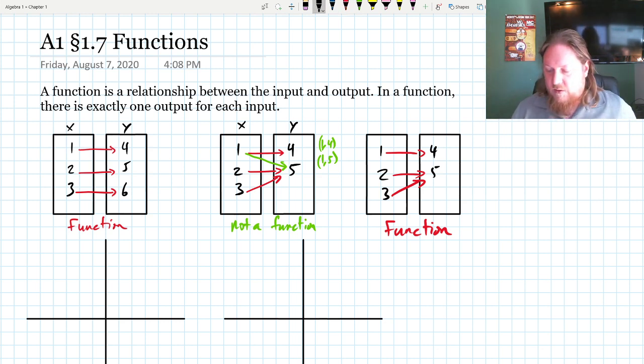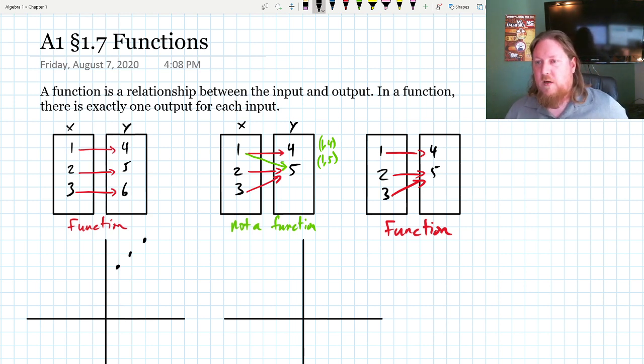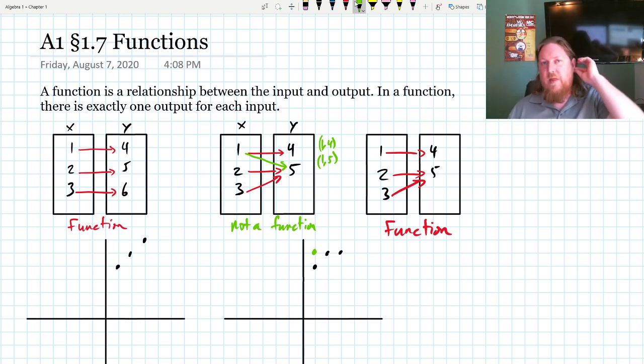What that can look like in your graph here: 1, 4, 2, 5, 3 goes to 6. That's my graph there. When we're looking at the not a function, 1 goes to 4, 2 goes to 5, 3 goes to 5, but then 1 also goes to 5. So let me do it in green here so you can see that it's the one problem position again. Because they're stacked right on top of each other, one right on top of the other, that is the problem.